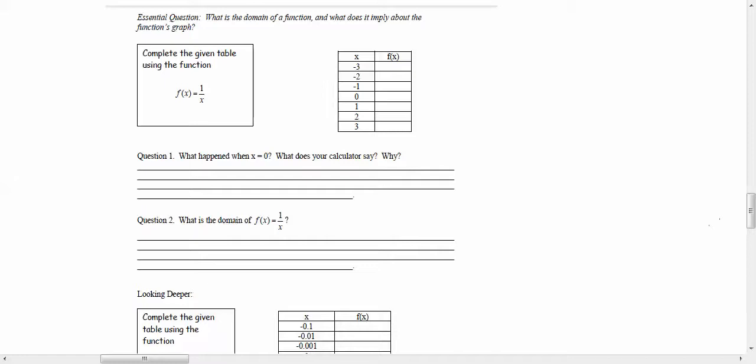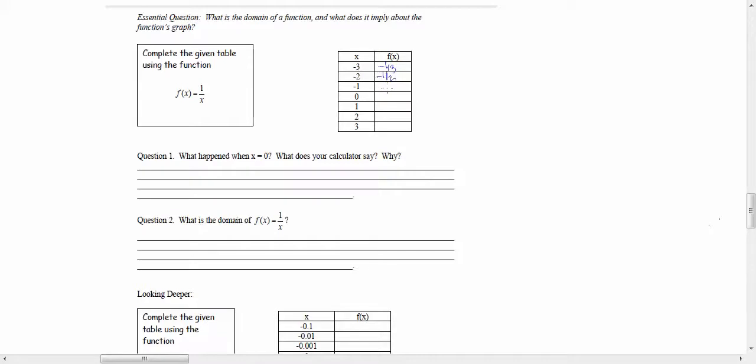Alright, we're going to explore this 1 over x graph. So, here's what we got. 1 over x, I'm going to make a little table over here. If x is equal to negative 3, then f is equal to negative 1/3. Well, that makes sense because you're just putting 1 divided by whatever that number is. If x is equal to negative 2, then f of x is equal to negative 1/2.